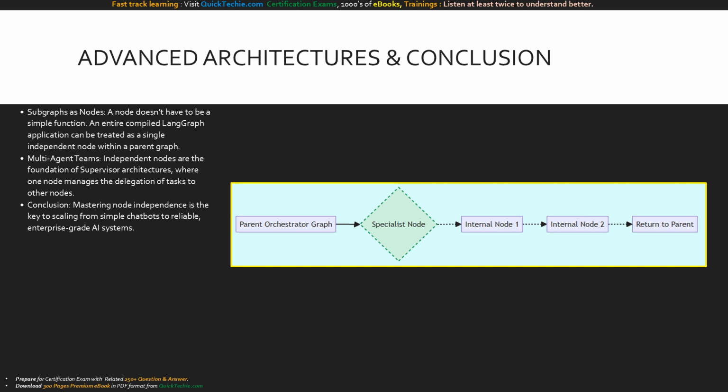It allows you to build massive multi-agent teams where a supervisor node delegates work to specialist team nodes, completely abstracting away the internal complexity of those teams. Mastering node independence is the absolute key to scaling from experimental chatbots to reliable, enterprise-grade AI systems.